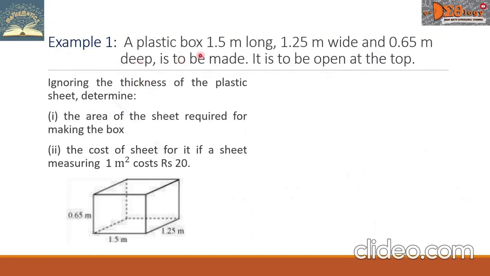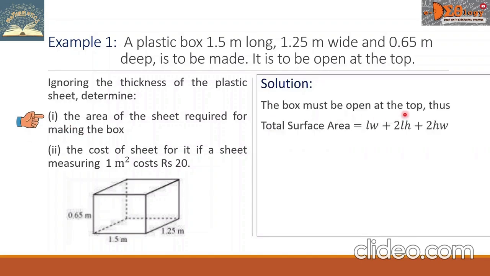Example 1. A plastic box 1.5 meters long, 1.25 meters wide, and 0.65 meter deep is to be made. It is to be open at the top. Ignoring the thickness of the plastic sheet, determine first the area of the sheet required for making the box. Second, the cost of sheet for it, if a sheet measuring 1 square meter costs 20 rupees. This is our figure. Let's begin with the first problem.